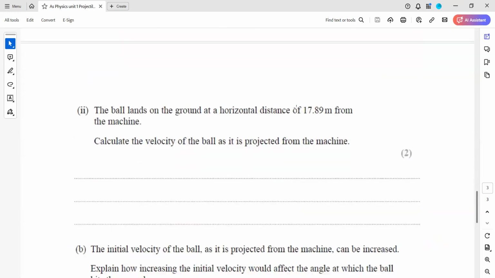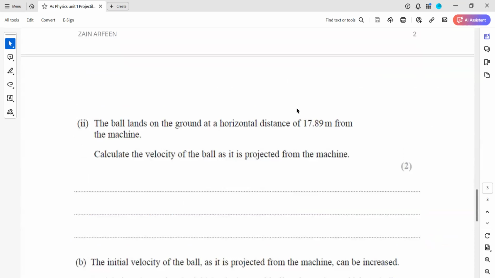The ball lands on the ground at a horizontal distance of 17.89. Calculate the velocity the ball is projected. So when this ball is projected, the horizontal distance the ball covers is 17.89 meters. And we know how much time it is taking. It is taking 0.72 seconds to reach the ground.